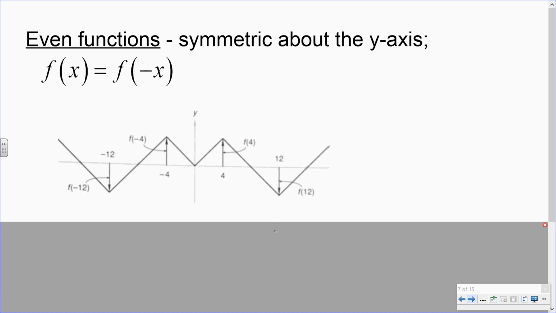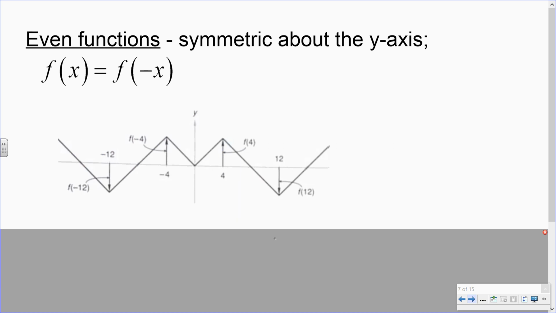So here is a function. It's not a trig function, but doesn't it look like the y-axis is a line of symmetry? Don't the left and right halves look like mirror images of each other? So since this is symmetric about the y-axis, this is an even function. Notice that means if I take opposite x's, like the 4 and -4 right here, they have the same y. Or if I take 12 and -12, they have the same y.